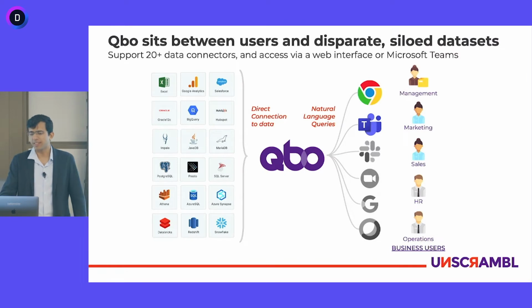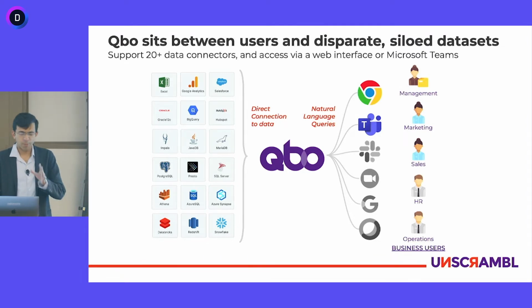So the way this is set up is that Cubo sits in between one or more users and a variety of data sets. Today we support two main interfaces, a web browser interface as well as a Microsoft Teams interface. And we support about 20 different kinds of backend database connectors, all the popular databases, Snowflake, Redshift, even Excel sheets, as well as some applications like Salesforce, Google Analytics, and others. Depending on the question users ask, Cubo can connect to one or more of these enterprise databases, either internal, sometimes external as well, get back the answers and show them to the end users.